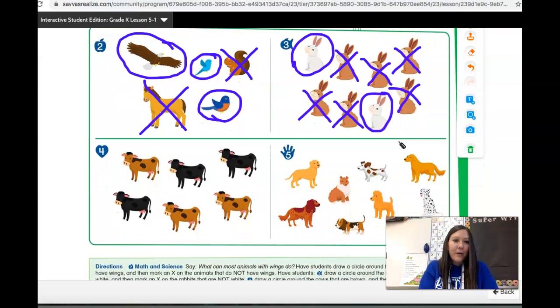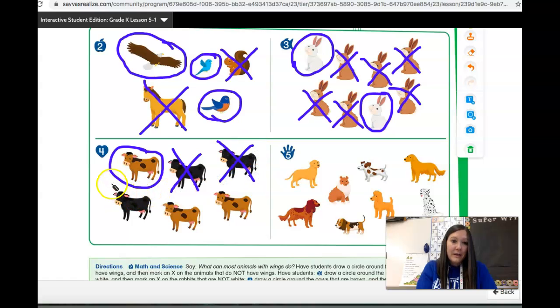All right, let's look at number 4, heart. Oh, look at those cows. Let's classify them into 2 groups. Let's see. We're going to draw a circle around the cows that are brown and an X on the cows that are not brown. Here's a brown cow. Circle it. This cow is not brown. This cow is not brown. This cow is not brown. This cow is brown.